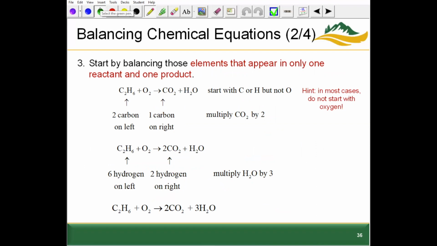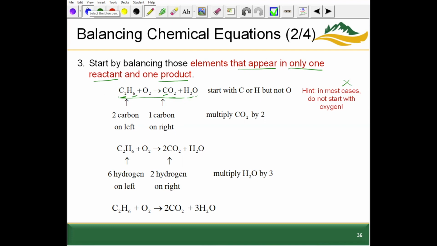Step 3, start by balancing those elements that appear in only one reactant and one product. It'll make it a lot easier. For example, if we have this chemical equation, we see carbon, hydrogen, and oxygen. Here on the product side, oxygen shows up in this product and in this product, so we don't want to start with oxygen. Carbon only shows up in this reactant and in this product. Hydrogen only shows up in this reactant and in this product. So we could start with carbon or hydrogen.